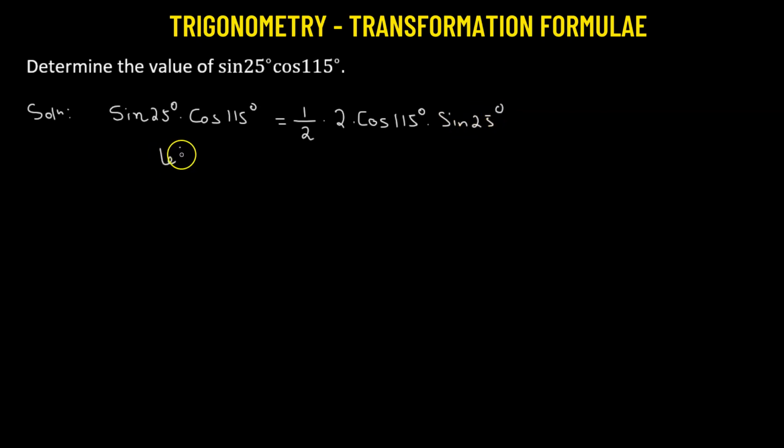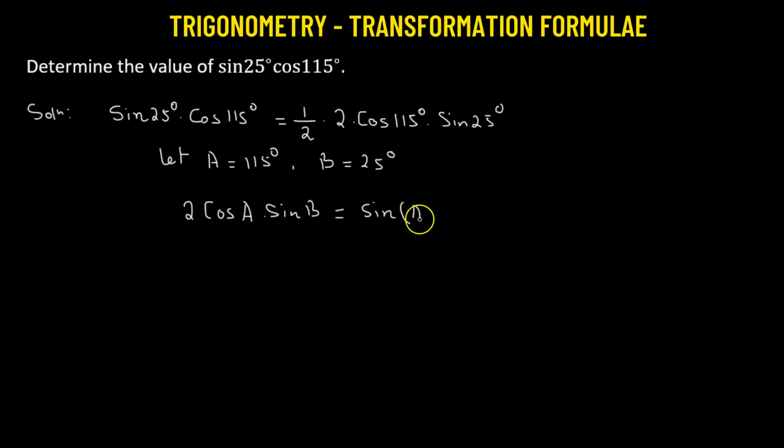Now, if we suppose that A is 115 degrees and B is 25 degrees, then we get the formula 2 times cosine of A times sine of B. Now, we know that there's a standard formula for 2 times cosine of A times sine of B. That is actually the difference of two sine functions: sine of A plus B minus sine of A minus B, right? So we can apply this formula to 2 cosine 115 degrees times sine 25 degrees.